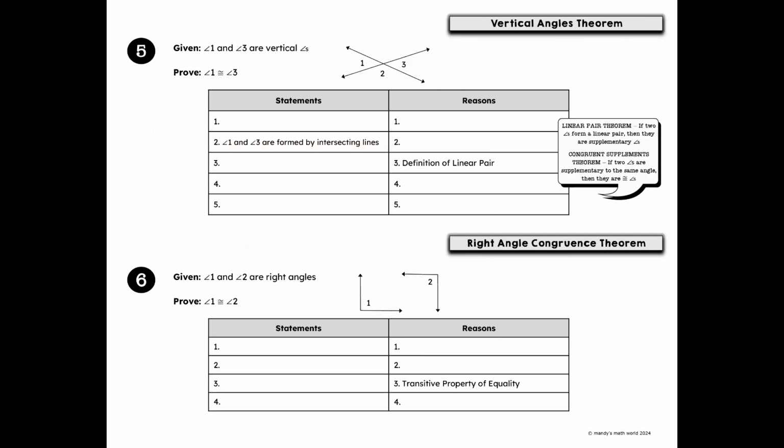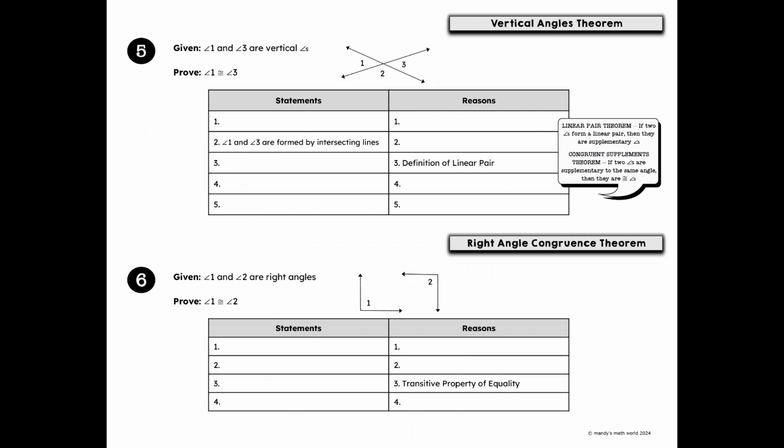Last two examples, example number 5 and example number 6. Example number 5, we're gonna prove the vertical angles theorem, which tells us that two vertical angles are congruent, right? And so again, you know this. You probably learned this in like 6th or 7th grade, right? You were able to identify vertical angles and you knew they were congruent. Here's the proof of it.